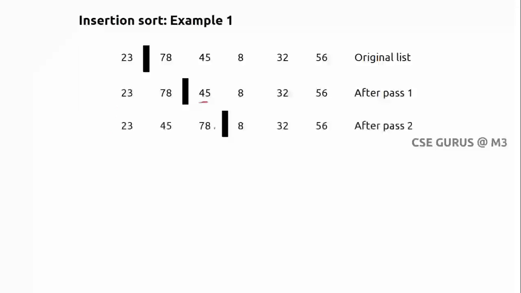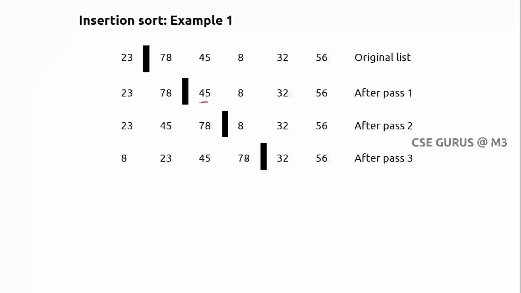So like this. Now 8, what is the position of 8? Is it after 78, before 78, before 45, or before 23? First I'll check 78 and 8. 8 is less than 78, satisfied. Next, 8 is less than 45, satisfied. 8 is less than 23, satisfied. Yes, so 8 has to be placed here and all these elements are shifted to the right. You can see now what the position is.